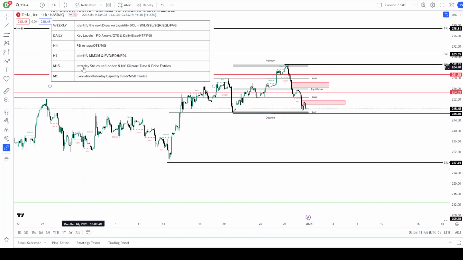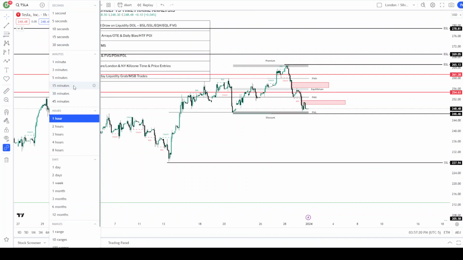Then if we look at the 15-minute, again, we're looking at intraday structure. We're looking at London price. We're looking at price entries. So this is more live time than setting up charts ahead of time.